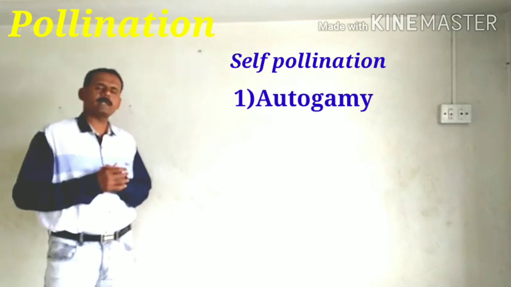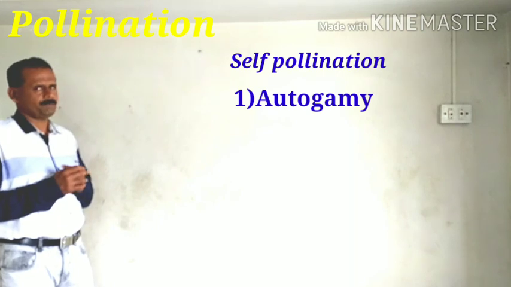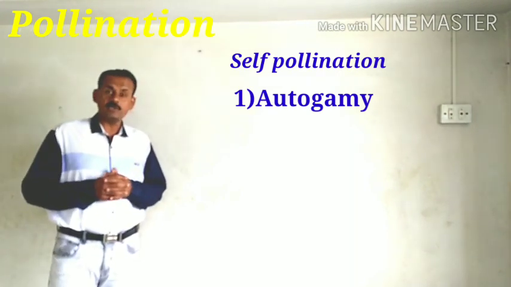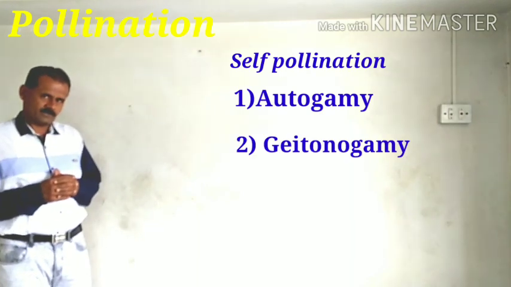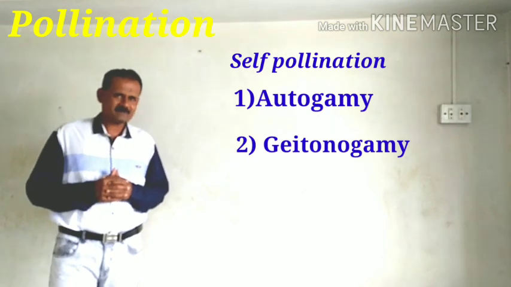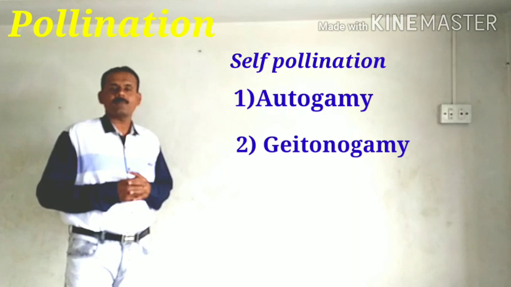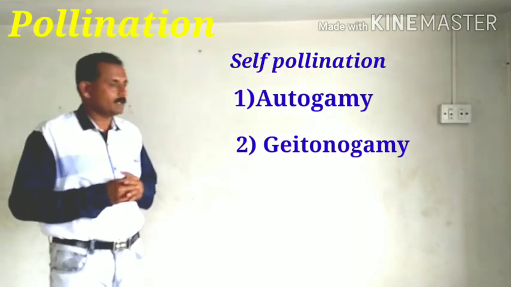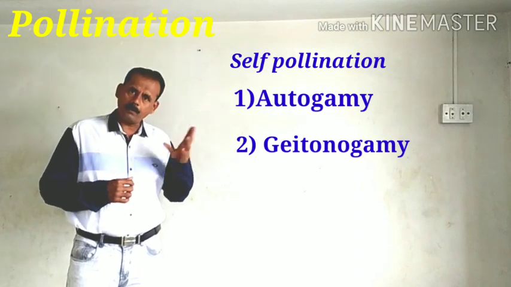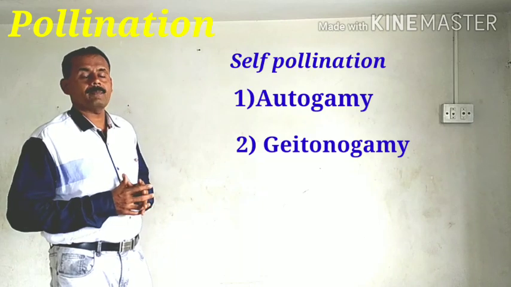When transfer of pollen grains takes place in the same flower, it is called autogamy. Another type of self-pollination is geitonogamy. Geiton means neighbor, gamous means marriage. When transfer of pollen grains takes place from the anther of one flower to the stigma of another flower, but they must be produced on the same mother plant.